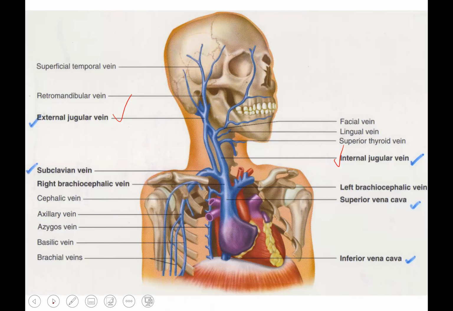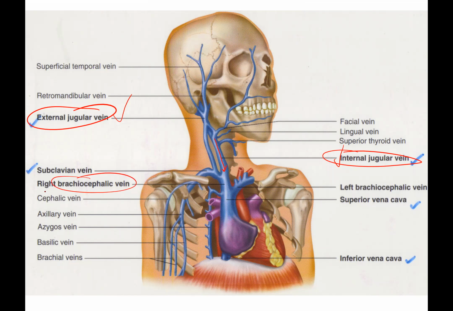All right, so let's do some of the neck stuff. In the neck area, you're going to have the external jugular vein. And if you have an external, you have to have an internal. The internal jugular vein will drain into the brachiocephalic vein and then eventually enter the superior vena cava.